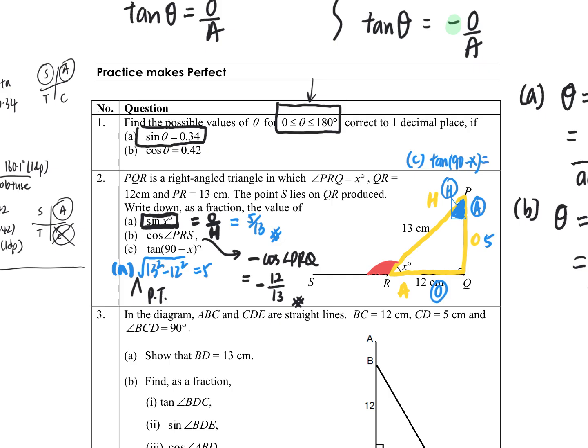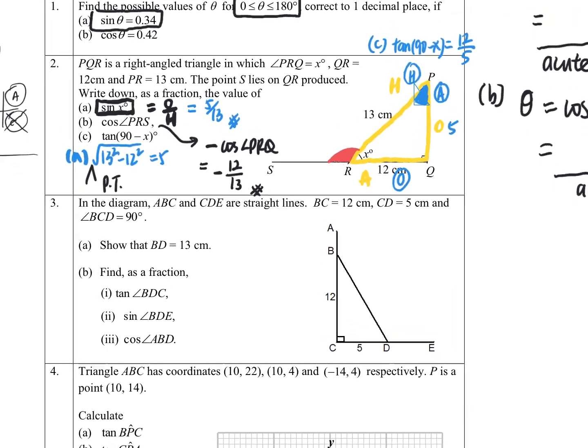No, look at the blue one. Oh yeah. 12 over 5. So the only difference now is I'm no longer looking at x. I'm looking at the blue angle now. So my hypotenuse is still the same, but my adjacent side changed because my angle has changed from here to here. So my O over A is 12 over 5. Okay? Next one. It will get better.